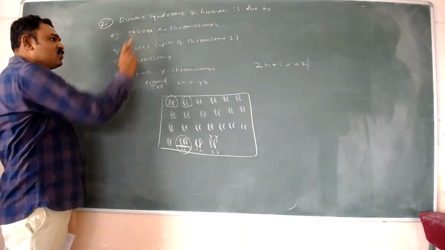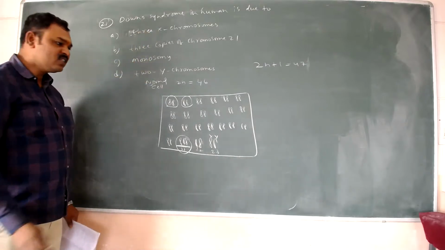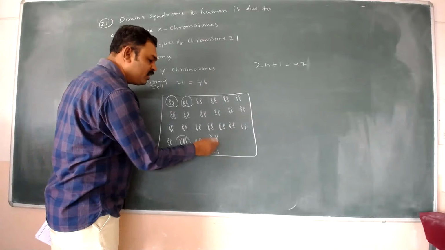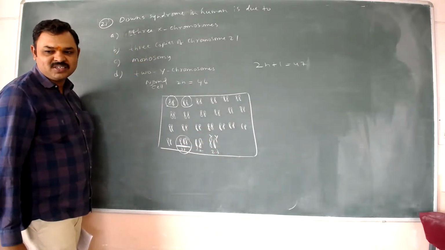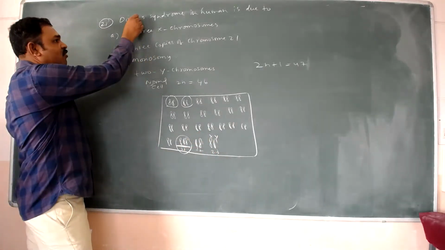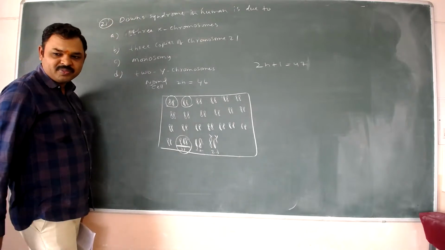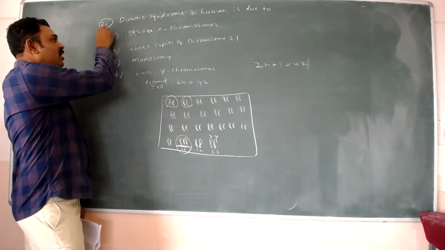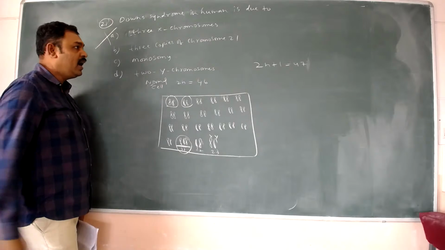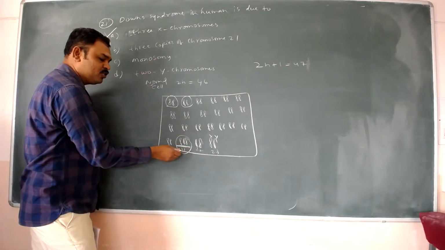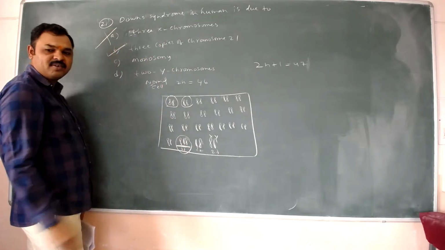So it is not three X chromosomes. Three X chromosomes means the 23rd pair is disturbed, which is triple X syndrome. That is not linked to Down syndrome. The super female, triple X, does not have Down syndrome. And three copies of the 21st chromosome, yes, three copies are there.